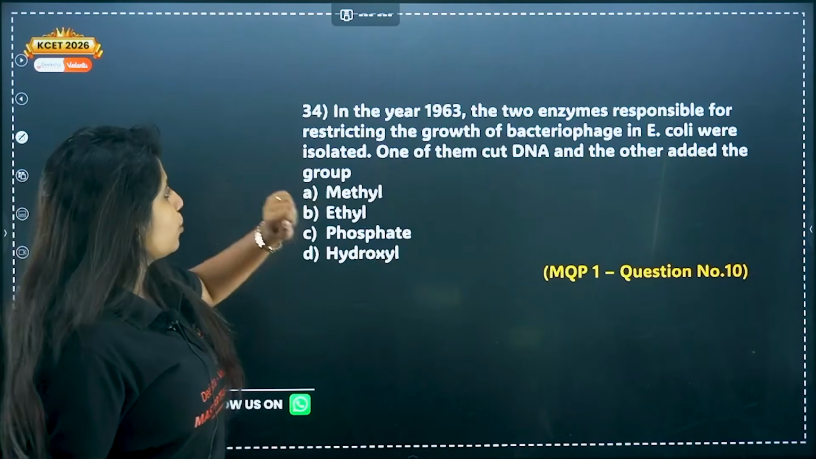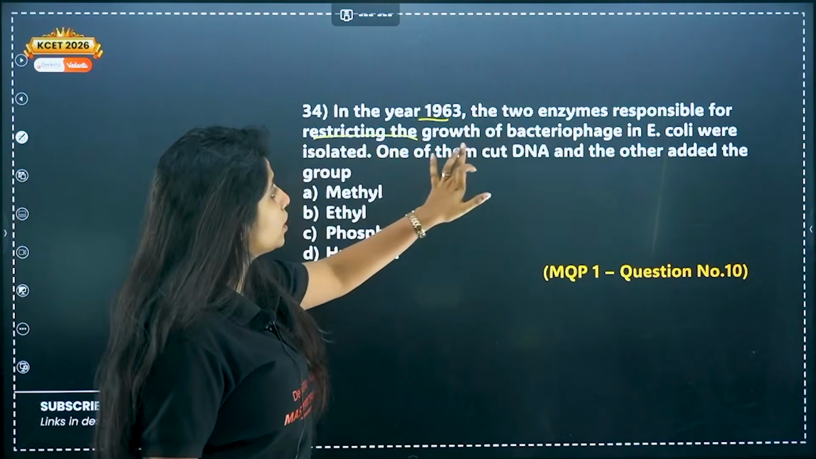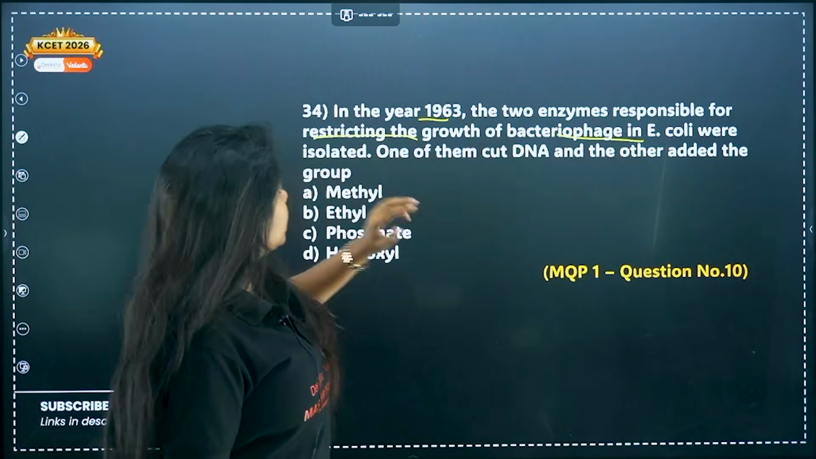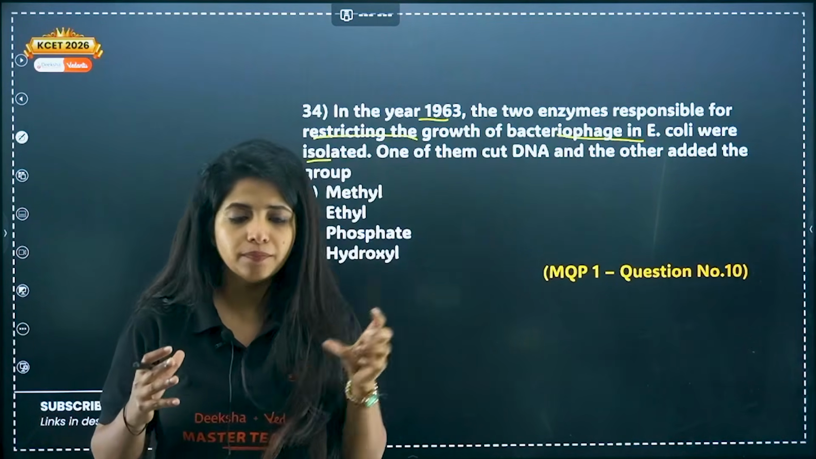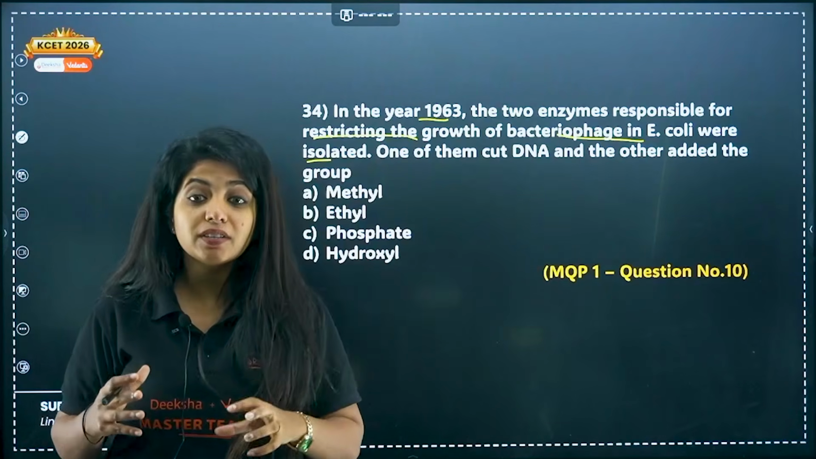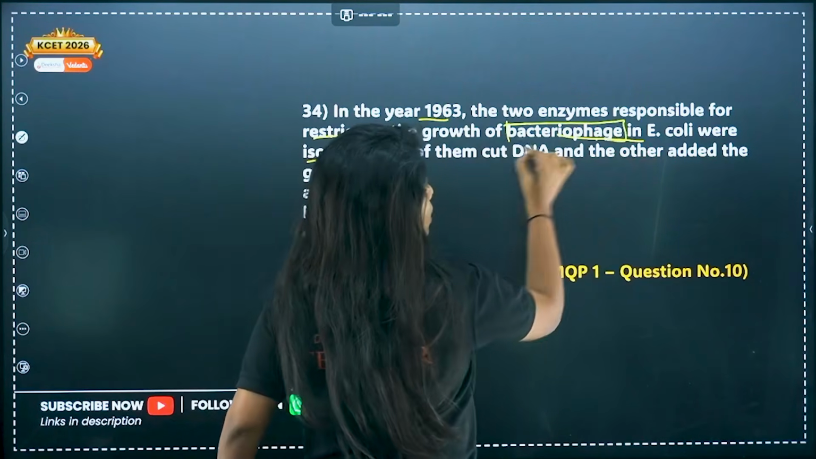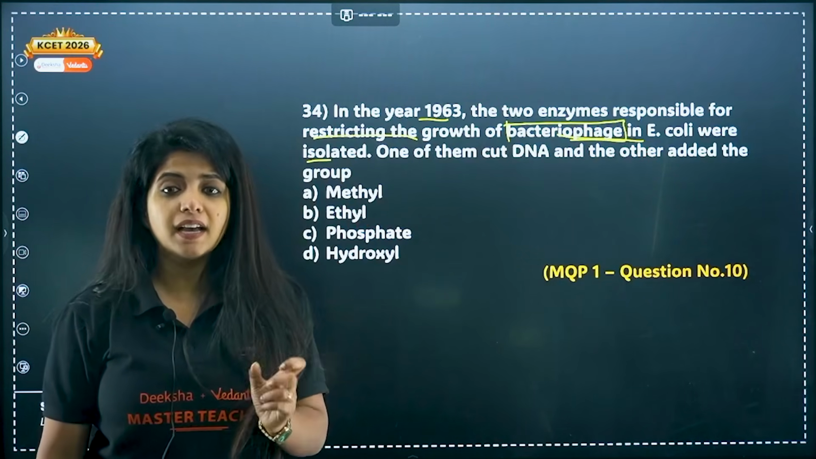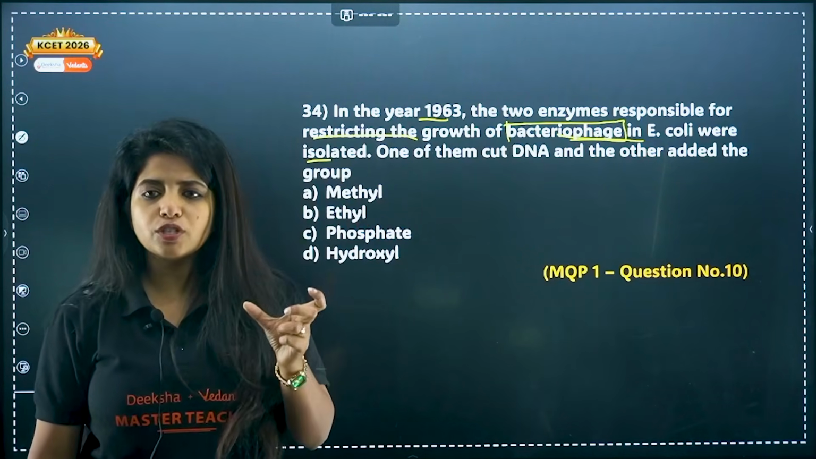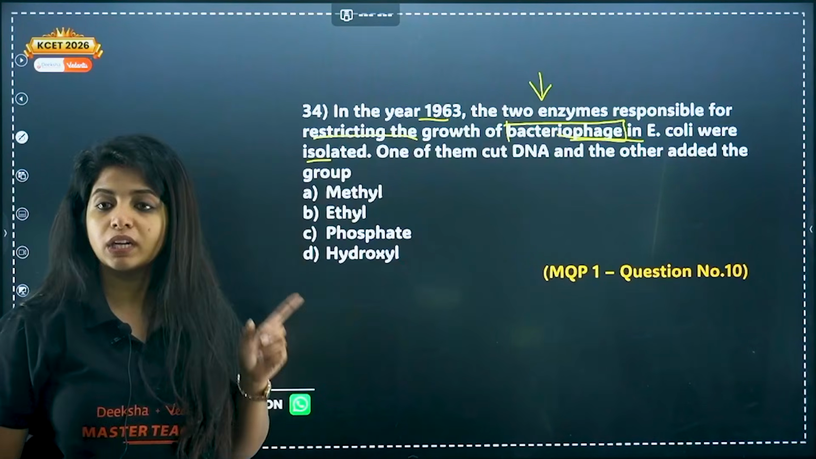Chalo, 34th question. In the year 1963, the 2 enzymes responsible for restricting the growth of bacteriophage in E. coli were isolated. What is happening? So in E. coli, which is a bacterium, there were some viruses attacking them. What is the name of the viruses? It is bacteriophages. So bacteriophages were attacking them, and in response to that attack, E. coli was producing 2 very important enzymes.